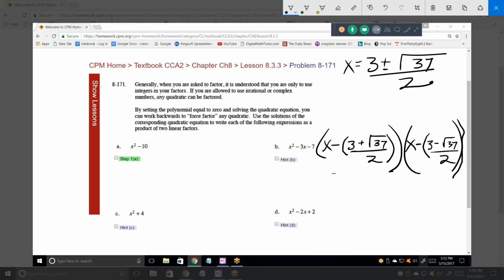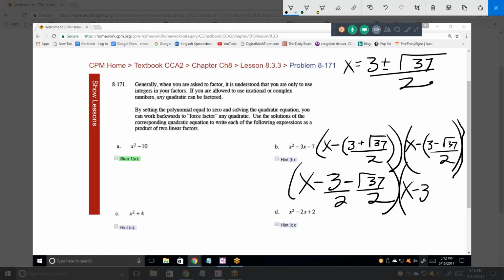Okay? So when I remove the inside parentheses, it gives me x minus 3 over 2 minus root 37 over 2. So I could write it like that. And this one over here becomes x minus (3 plus root 37) all over 2 if you want. I don't necessarily need that second 2 there.